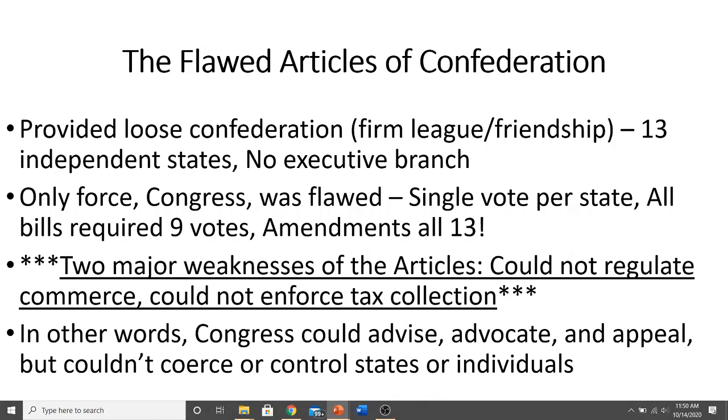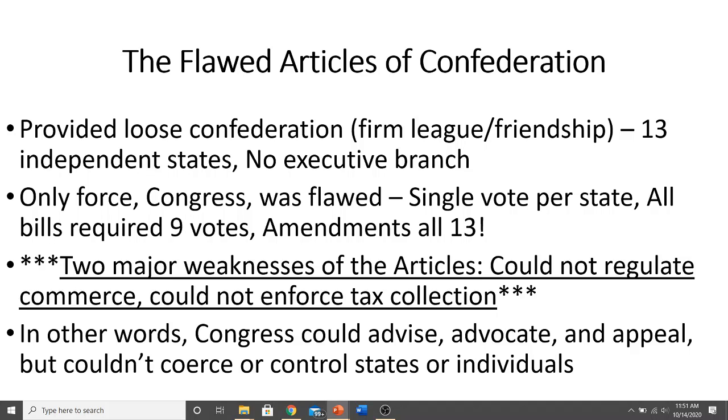So what is the Articles of Confederation exactly? Well, it is a loose confederation. That's what the term actually means, a firm league or friendship. You have 13 very independent states. They operate individually, and as we saw from the last slide, they almost compete against one another. They intentionally did not have an executive branch, so no president, no king, nobody who could tell the states what to do or make any individual decisions. And this was intentional because they had grown tired of the king and parliament telling them what to do. So without an executive branch, each state would be able to do what they wanted.